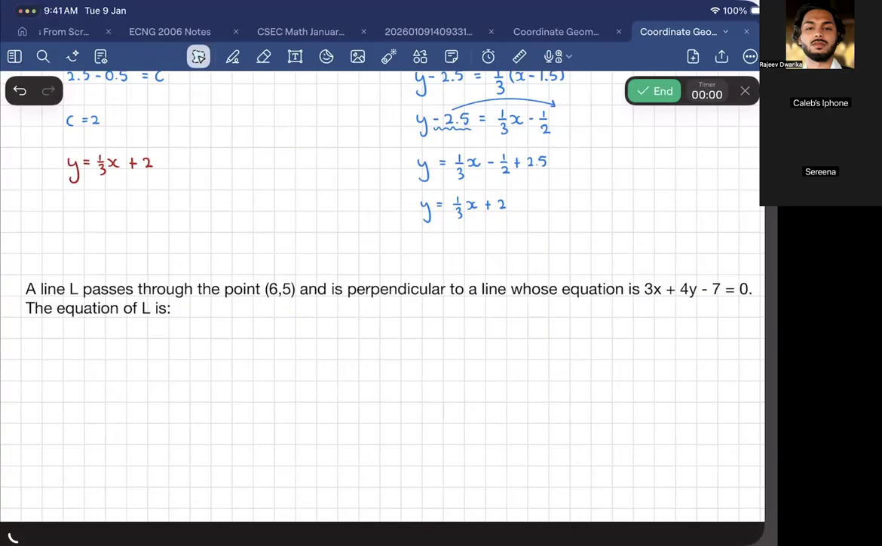A line L passes through the point (6, 5) and is perpendicular to a line whose equation is 3x + 4y - 7 = 0. The equation of L is... So Caleb, what if I told you that this is easier than you think? Would you believe me or be like, nah? Yes, sir. All right.